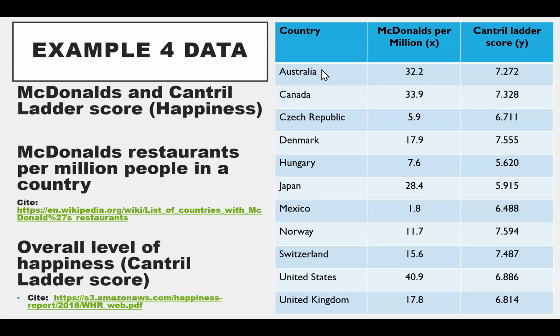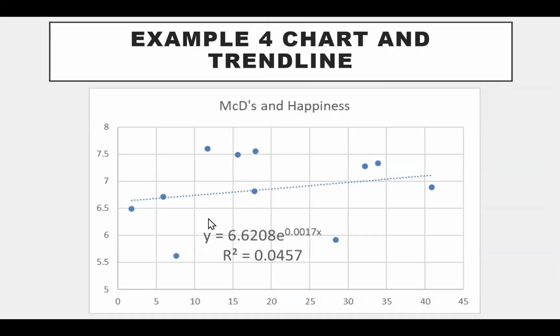So we have a bunch of countries. I'll use the X value as the number of McDonald's per million people and the overall happiness level judged by the Cantril ladder score as the Y value. If I put this into technology and graph the dots, you'd get all these dots here. Not a strong pattern for the dots.